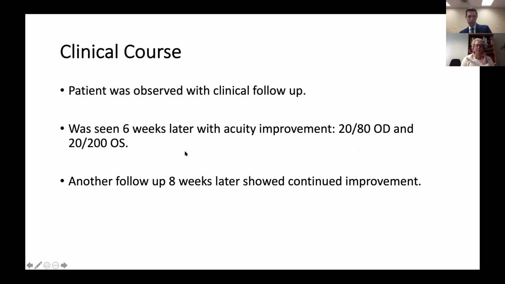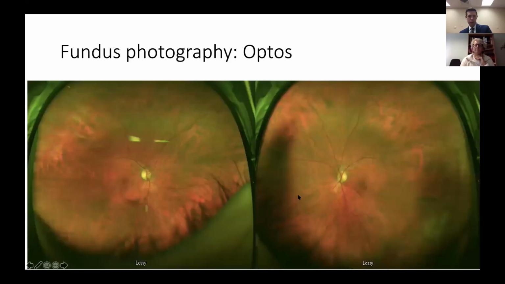And again, we discussed options with her, and she elected to follow up again and just give it some more tincture of time, which oftentimes can be helpful in this case. And then 8 weeks later showed continued improvement. Here is some of our final fundus photography. It's amazing what the body can do.